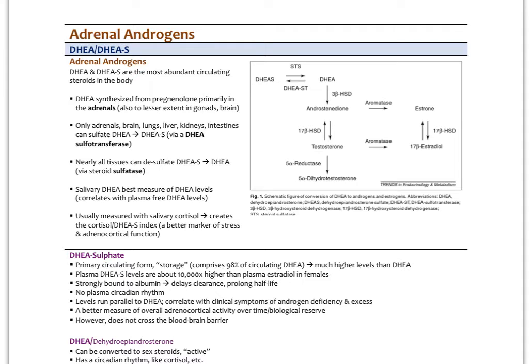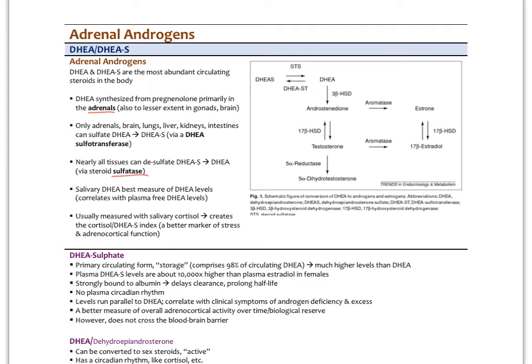And both DHEA and specifically DHEAS are the most abundant circulating steroids in the body, both in males and females. DHEA is synthesized primarily from pregnenolone in the adrenals, although other tissues like the gonads and even the brain can synthesize their own DHEA. And I'll talk about that here in just a minute. Only the adrenals, the brain, the lungs, liver, kidneys, and intestines can sulfate DHEA via DHEA sulfotransferase, but nearly all tissues can desulfate DHEAS into DHEA via sulfatase.